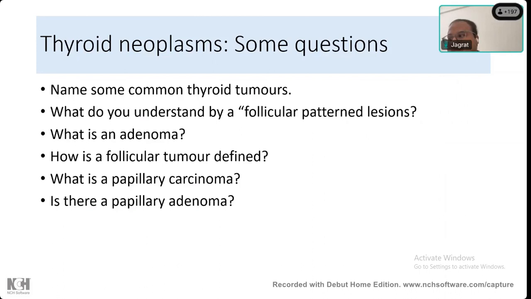Okay, why big? Why can it not be small? Because it's a neoplasm, so it has to be big. There are no small neoplasms, Jagrat? Yes, ma'am, there are small neoplasms. So how do we define a follicular tumor? Any idea? Have you seen a follicular adenoma, follicular carcinoma? Yes, ma'am. Follicular adenoma, right. So how do you define it?